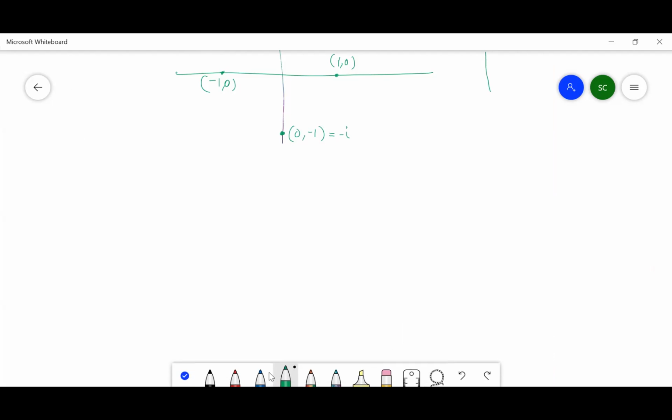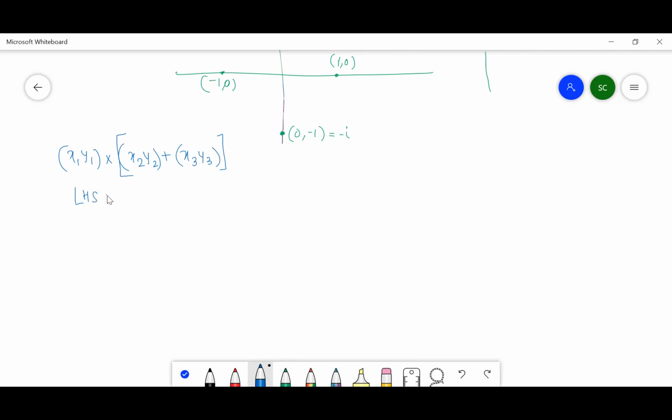I will need three complex numbers: x1, y1 into x2, y2 plus x3, y3.